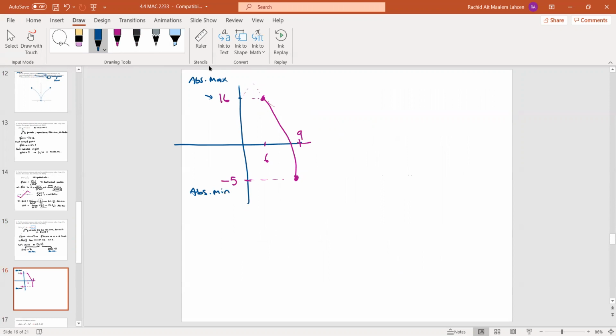On the snapshot over 6 to 9. So this is the important part to understand.